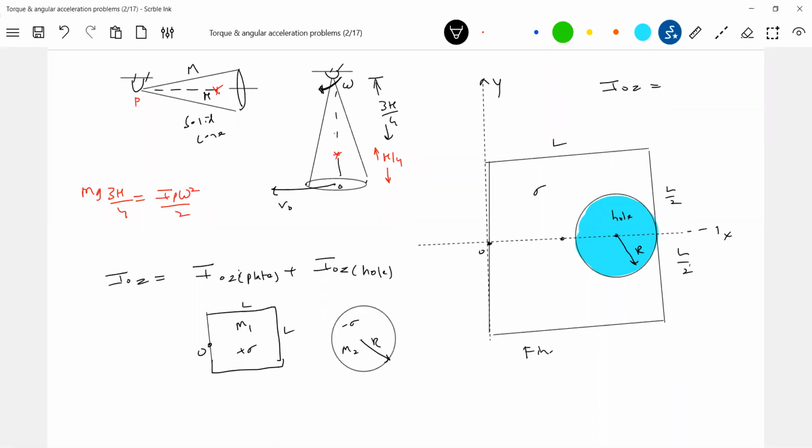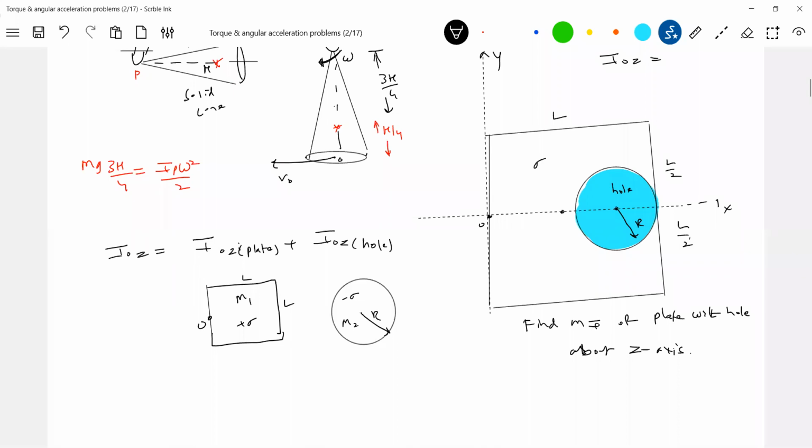Find the moment of inertia of the plate with hole about the Z axis. Okay, fine. This is the question. How to calculate the mass M1? Mass M1 is sigma into L square. What about mass M2? Sigma into pi R square. It should be negative, no? Why negative? Because when you keep that negative density material, positive density and negative density will cancel out and we'll get a plate with a hole.